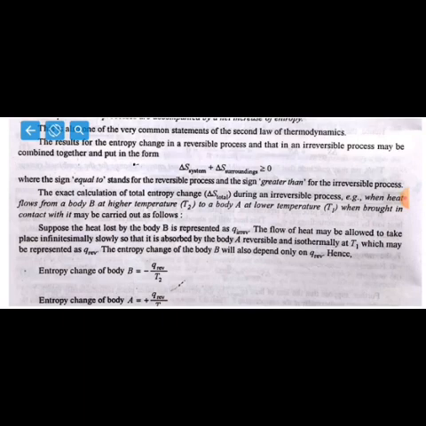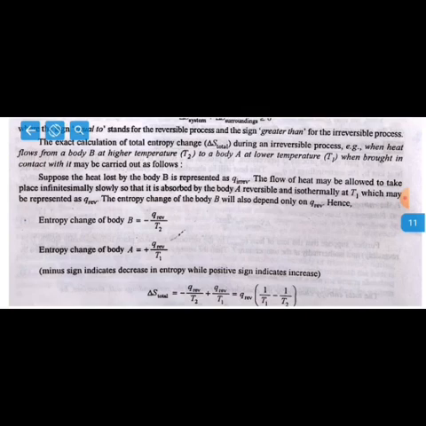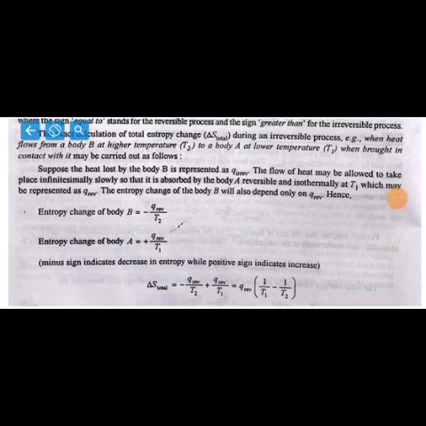The exact calculation of the total entropy change delta S total during an irreversible process, that is, when heat flows from a body B at a higher temperature T2 to a body A at a lower temperature T1 when brought in contact with it, may be carried out as follows. Suppose the heat lost by the body B is represented as Q reversible. The flow of heat may be allowed to take place infinitesimally slowly so that it is absorbed by the body A reversibly and isothermally, which may be represented as Q reversible. The entropy change of the body B also depends only on Q reversible. Hence, entropy change of body B is equal to minus Q reversible by T2. Entropy change of body A is equal to plus Q reversible by T1.